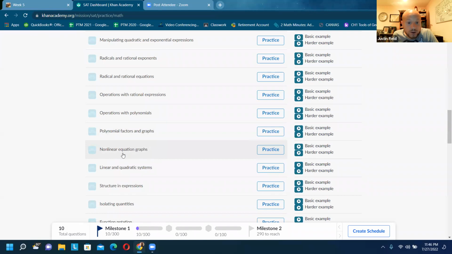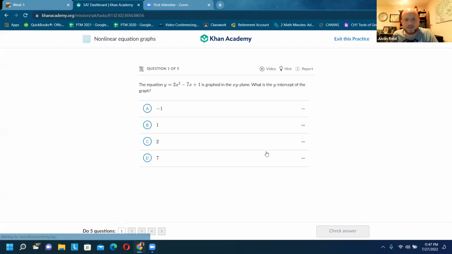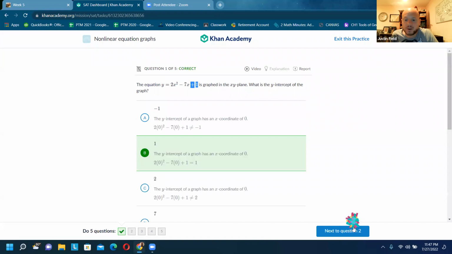So now let's go to nonlinear equation graphs. Where's the graph? It said graph. The equation y equals 2x squared minus 7x plus 1 is graphed. What is the y-intercept? The y-intercept would be, since it's in standard form, right there. Okay, but if it was in vertex form, it would not be 1. We would have to substitute 0 in for x and solve for y. Maybe they'll give me one like that.